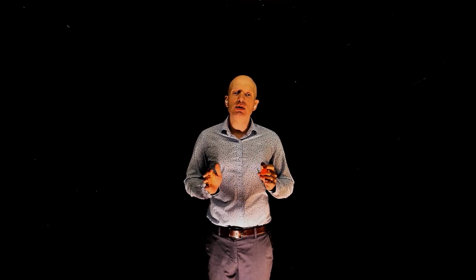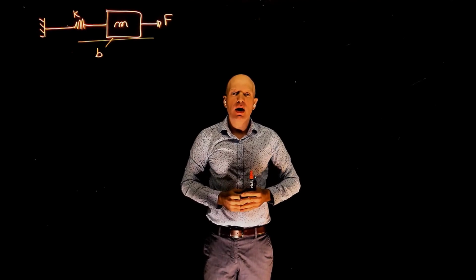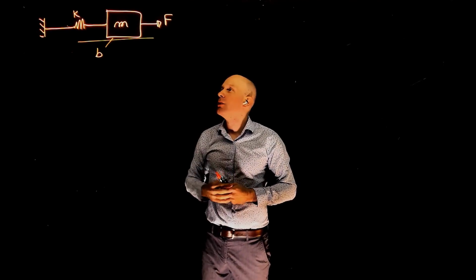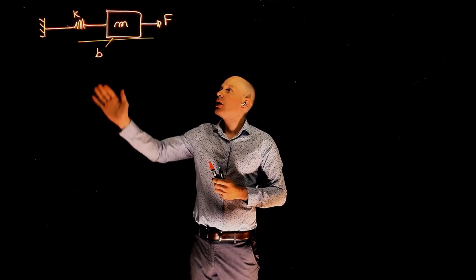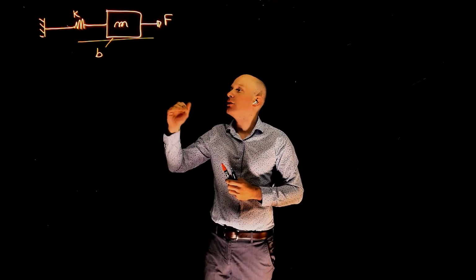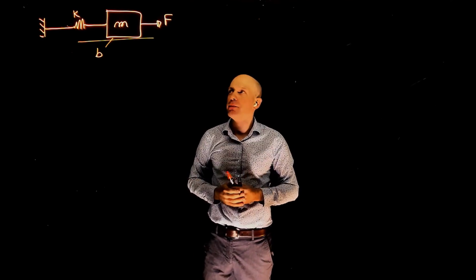Let's do one more example. This is the same example we used in lecture 7. The link is in the video description. In this example, we have a simple mass spring damper system. The mass is connected to a fixed reference frame through a spring, and the mass slides on a plane. The coefficient of viscous friction between the mass and the plane is B, hence the damper.